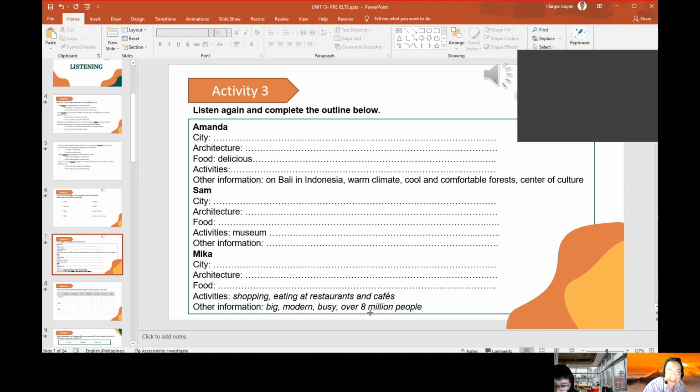So that's it. And look at this one, right? 8 million people living in this city. Just in New York City, not including other cities in New York. Oh my God. Okay. So we were able to do this activity.